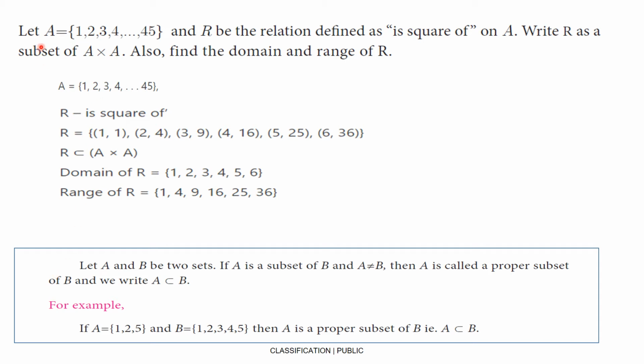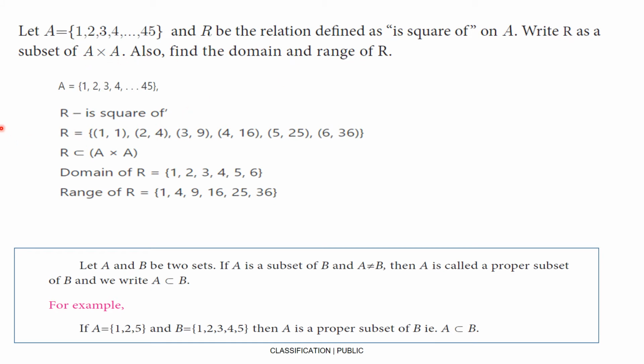Next example. A equal to 1, 2, 3, 4 up to 45. Here R is the relation defined as the square of the element. So we have to write R as a subset of A cross A. Also find the domain and range of R.